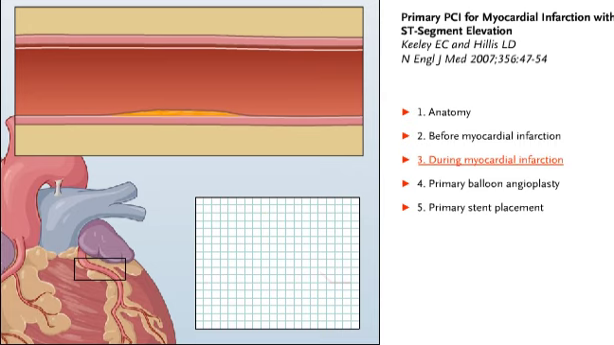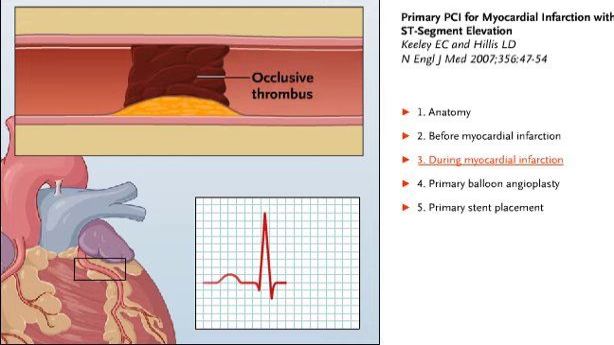Over time, an atherosclerotic plaque develops in the coronary artery. For reasons that are not well understood, the layer of endothelial cells covering the plaque, the so-called fibrous cap, may rupture, thereby becoming a nidus for thrombus formation. Within minutes, an occlusive thrombus forms.